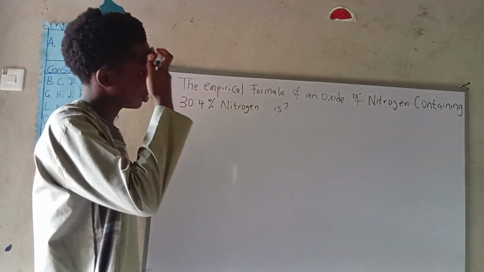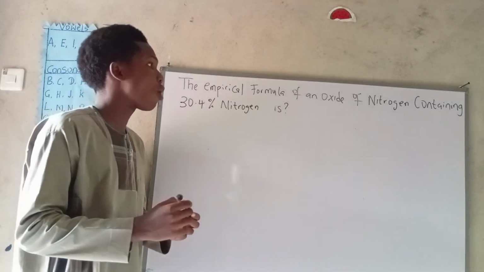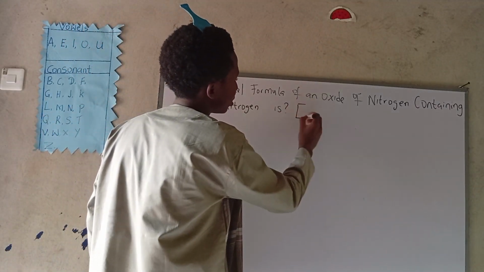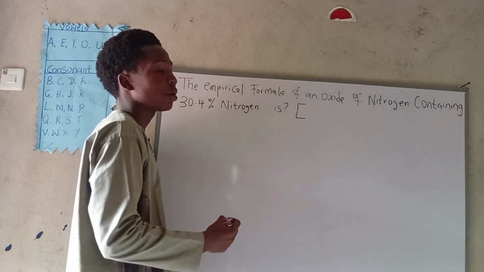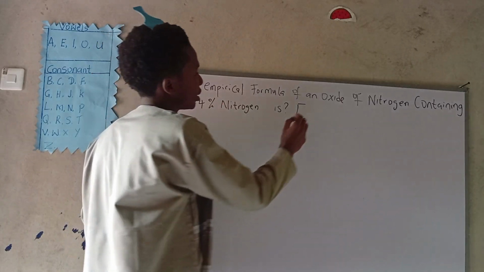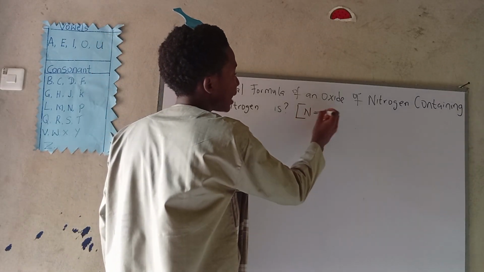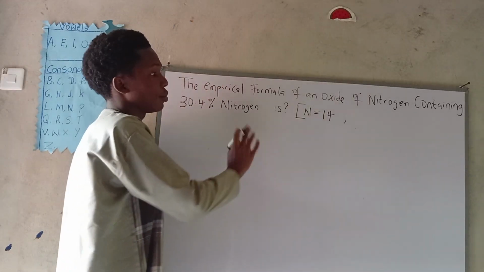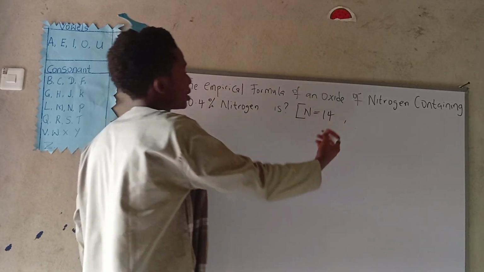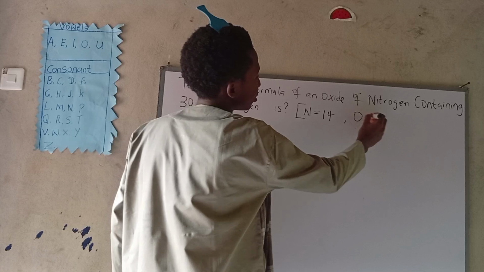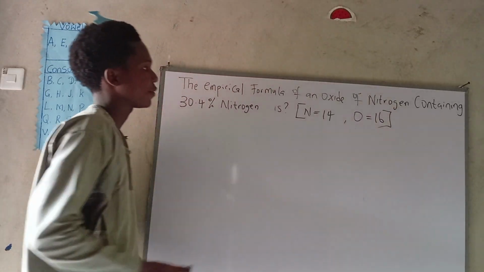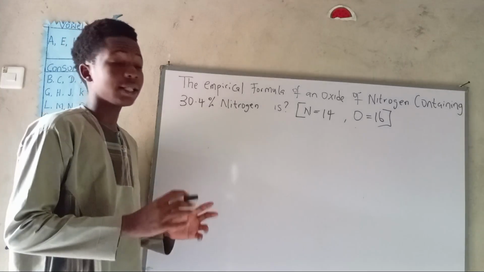Sometimes, or actually most times, they give us the atomic mass of each and every element. In case you are not familiar with them, they'll write it like this for you. Nitrogen is 14. They'll write oxygen to be what? 16. Okay, that's for that.